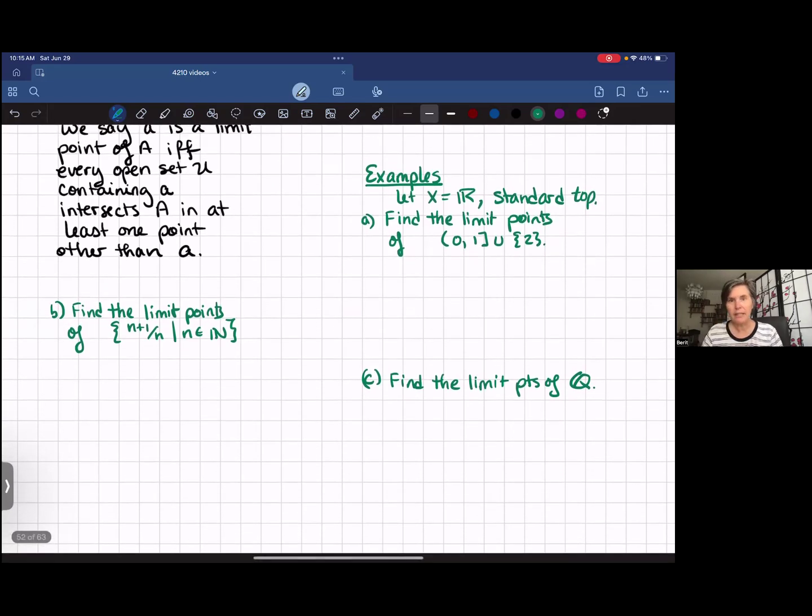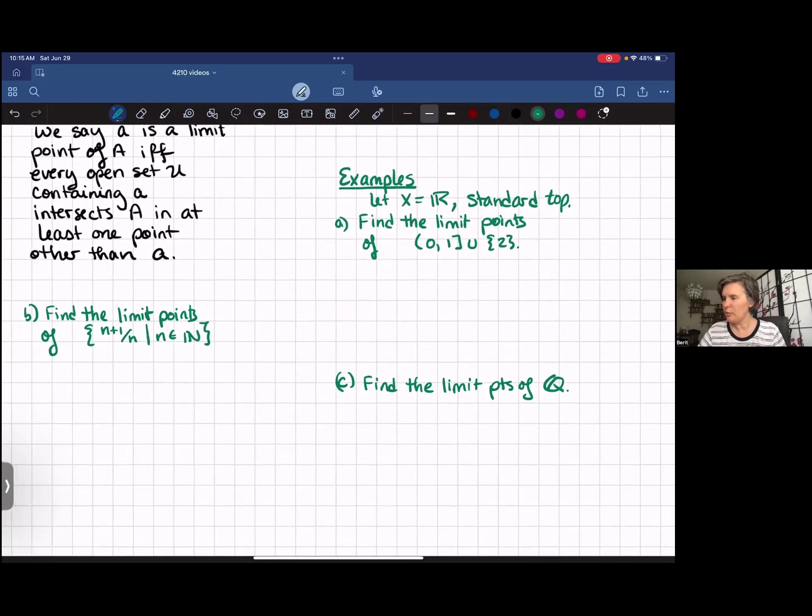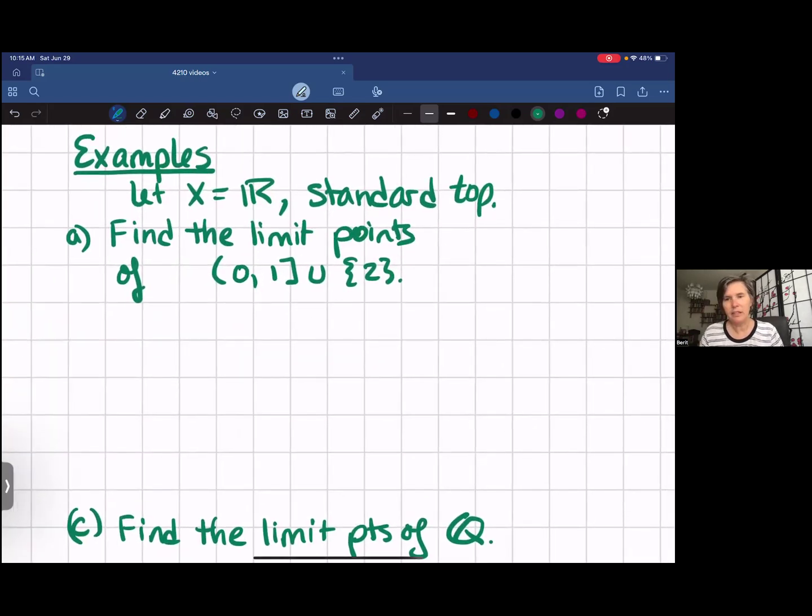So, let X be the standard topology on the reals, and let's find the limit points of each of these three sets. We'll start with this one over here: the interval from 0 to 1, excluding 0 but including 1, and then the point 2. And remember that in this topology, the basic open sets are the open intervals. So this looks like 0, 1, 2, and everything in between here.